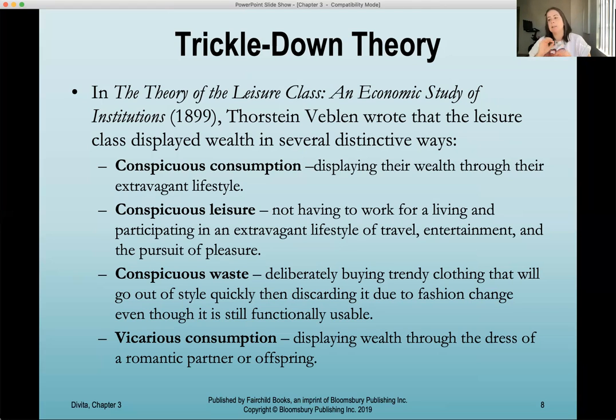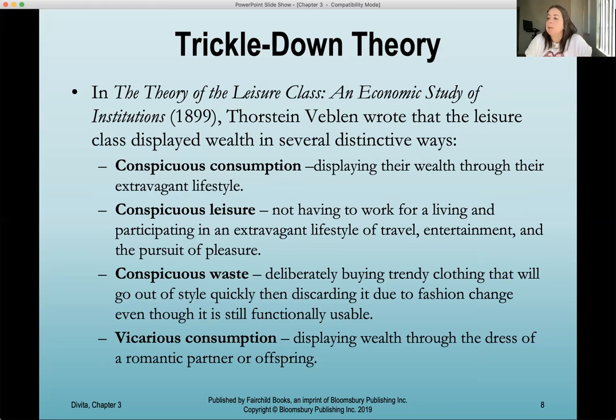Conspicuous leisure is specifically not having to work for a living and participating in the extravagant lifestyle of travel, entertainment, pursuit of pleasure. So this happens a lot with celebrity children or influencers on social media, right? Going to Tahiti one day, going to New York to shop the next day. They're not working, but they're participating in the extravagant lifestyle.